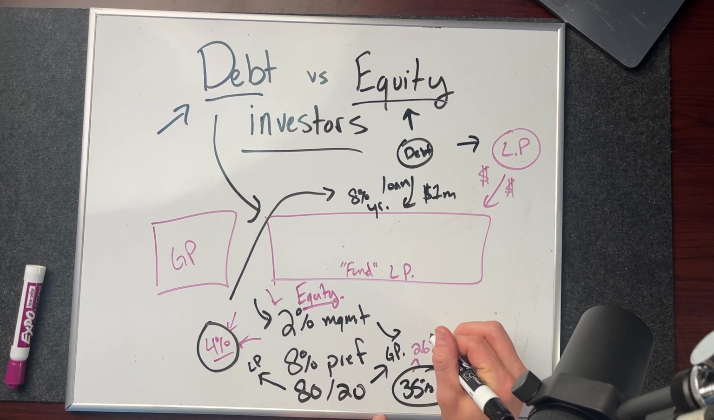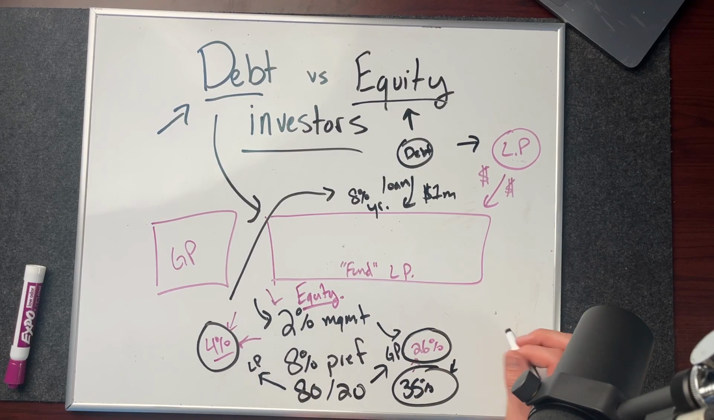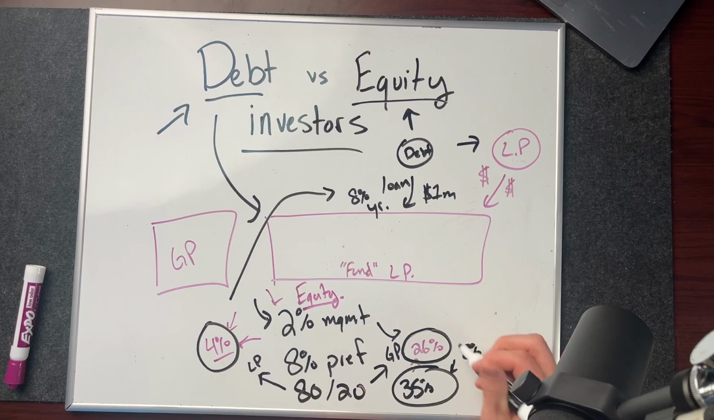See, instead of giving 26% to your investors, if the fund made 35, you would only give 8 to your investor and you would keep the rest. So you'd make way more money in this type of scenario. Now, let me tell you what I typically see in funds.